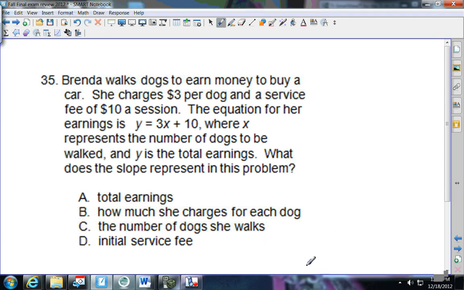Number 35. Brenda walks dogs to earn money to buy a car. She charges $3 per dog and a service fee of $10 a session. It gives us the equation for her earnings right here, where X represents the number of dogs to be walked and Y is your total earnings. What does the slope represent in this problem? First off, the slope is the 3. You need to recognize that. Well, it tells it right here. It's what she charges per dog. So, how much she charges for each dog? It should be B.